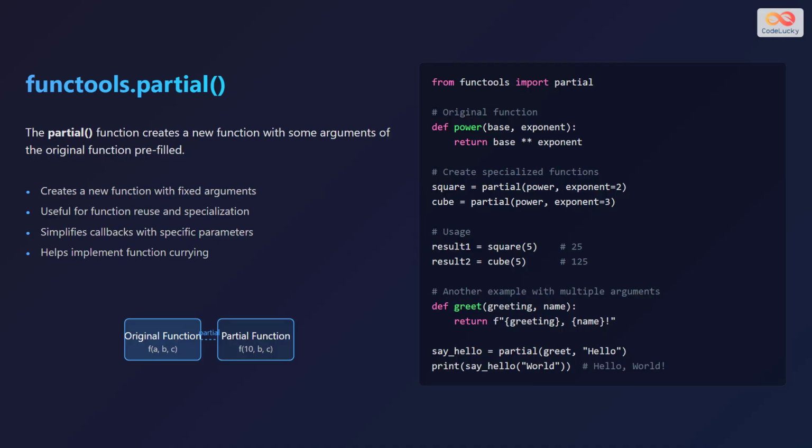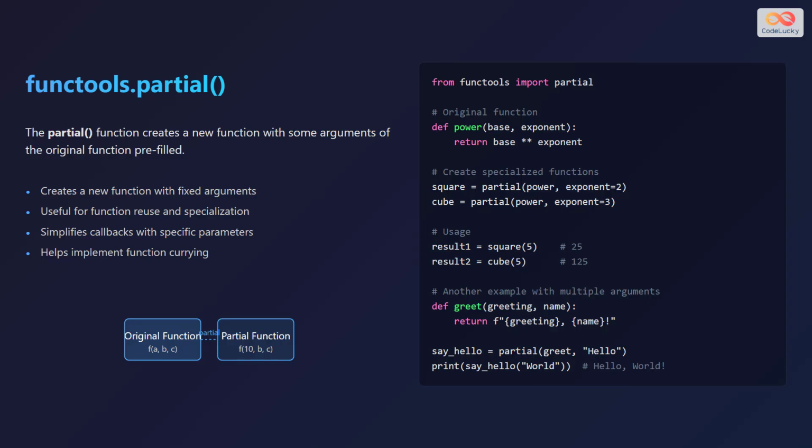Here's a diagram to illustrate how partial works. We start with an original function that takes arguments a, b, and c. We use partial to create a new function with the argument a pre-filled with the value 10. The new function now only requires the arguments b and c.